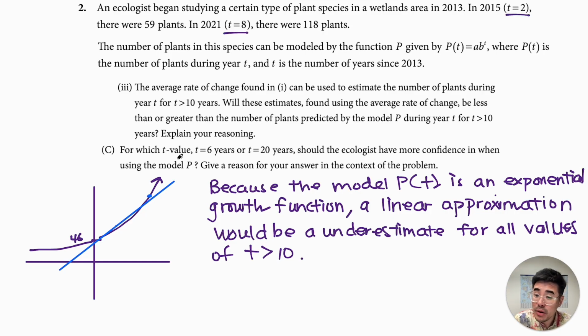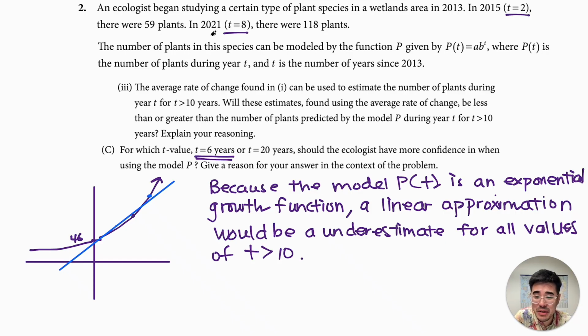So in part C, we're asked which t value between 6 and 20 the ecologist should have more confidence in when using the model P. Well, we should be more confident using t is equal to 6 because that's already within the data points we're given, right? We're given 2 and 8. So we should think that 6 is a pretty accurate approximation here. However, 20 is very many years off. It's 12 years beyond today. So that would be what, 2033?